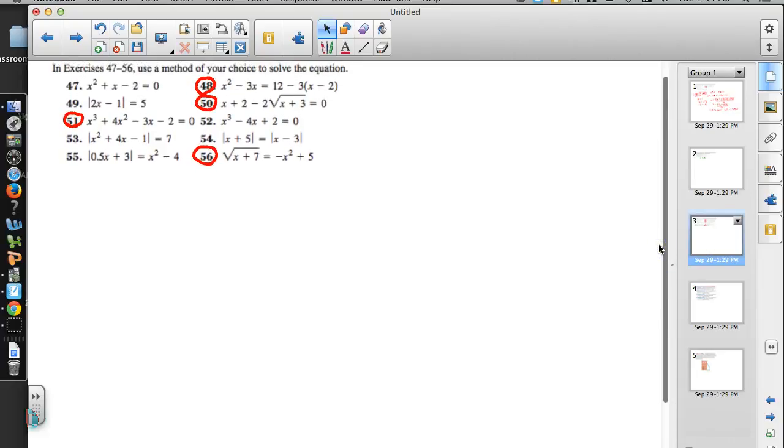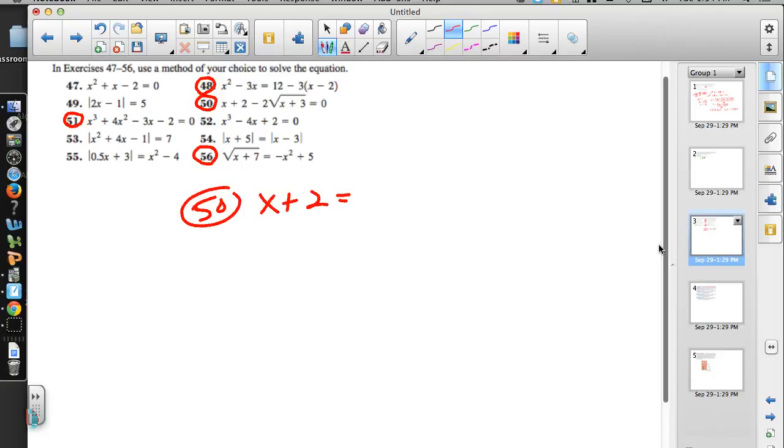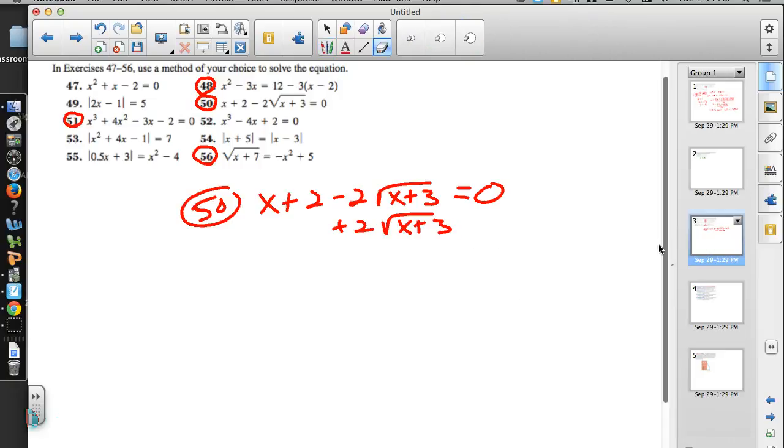Next one is 50. All right, I'm already starting to solve the problem. So I take a look at this, and I see that this has a square root. And if you remember from Algebra 2 last year, whenever there is a square root involved in the problem, you want to isolate it. You want to get it by itself. So we're going to add that to both sides and see what happens.